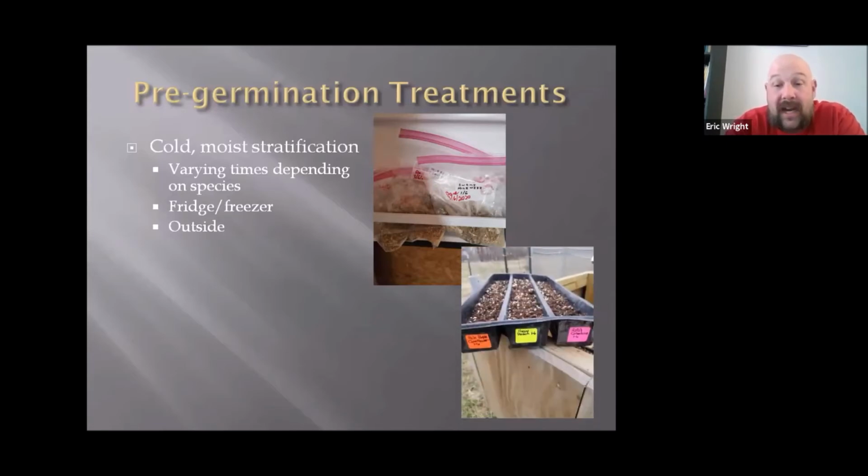Here at the Nature Institute, we do a lot of our stratification actually outdoors. First thing we'll do is put some potting soil mix in flats, and then we will just sprinkle the seed over the top of it. We label it again because we want to make sure that we don't lose any plants along the way.